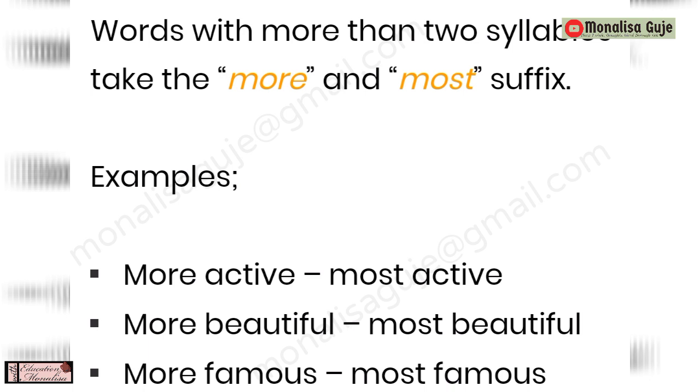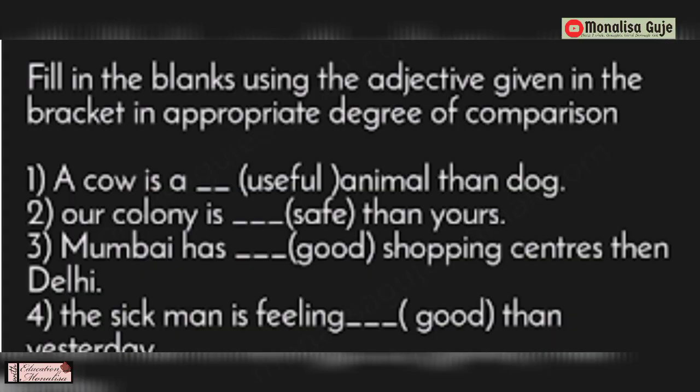Take a new page, write exercise number 1 and write as you see on the screen. Fill in the blanks using the adjective given in the bracket in appropriate degree of comparison. A cow is a dash animal than dog. You have to use the adjective useful. A colony is dash than yours. Mumbai has good shopping centers than Delhi. The sick man is feeling dash than yesterday.